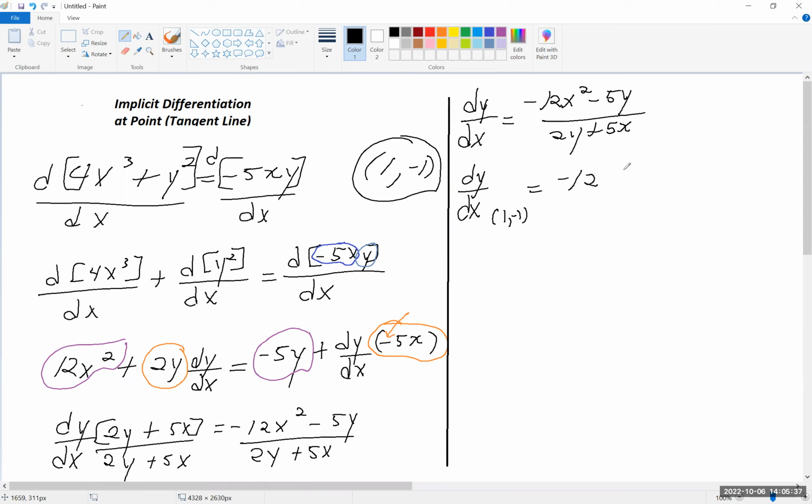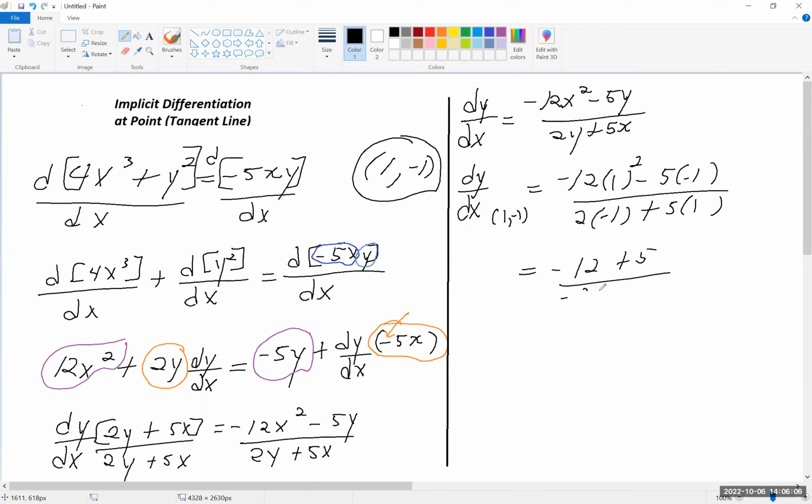So negative 12, I'm going to leave the parentheses open, and then I'll figure out in a second what's supposed to go in there. So these are x's, so those are going to be 1s, and then these are y's, so these are minus 1s. So this is minus 12 plus 5 over negative 2 plus 5. And I end up with a negative 7 over 3.